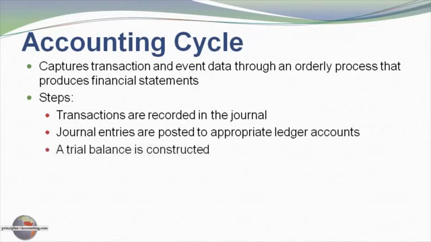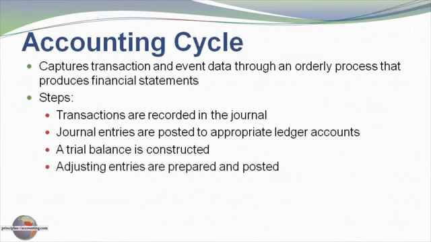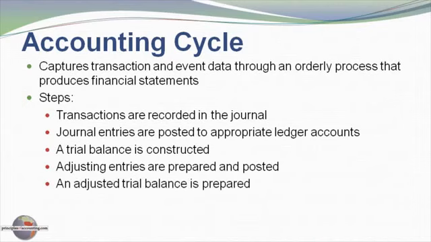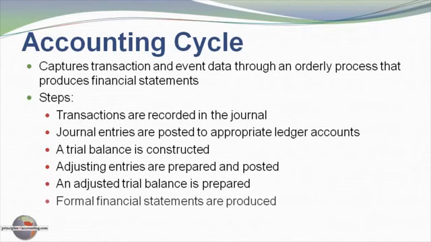From those ledger accounts, a trial balance can be constructed, and examining that trial balance may provide additional reason to consider the need for adjusting entries so that income is properly measured for the particular accounting period. Those adjusting entries would be prepared, recorded in the journal, and posted to the ledger. The ledger then provides a basis for preparing an adjusted trial balance from which financial statements may be prepared. Those financial statements may be prepared directly from the adjusted trial balance, or a worksheet might be used to facilitate the process, such as was illustrated in a previous module.